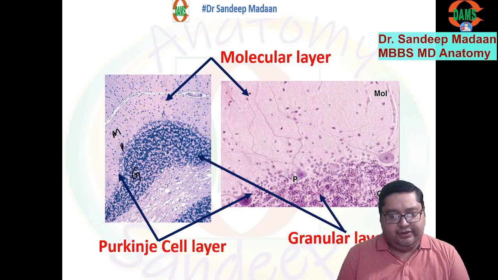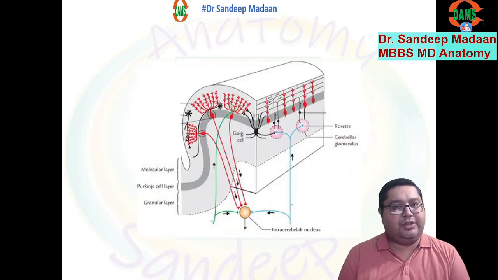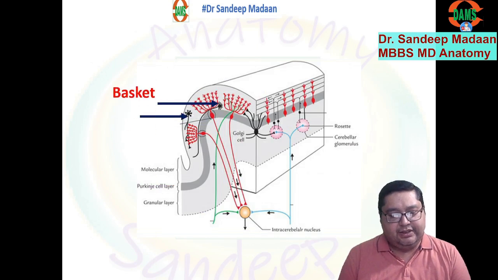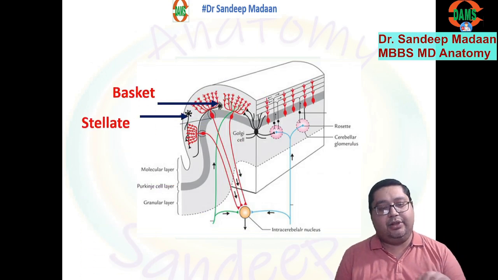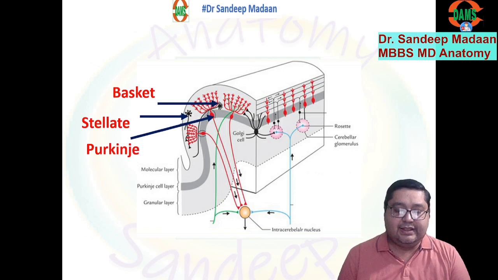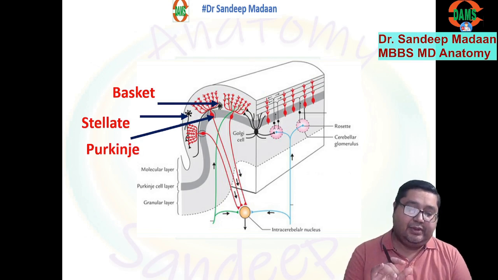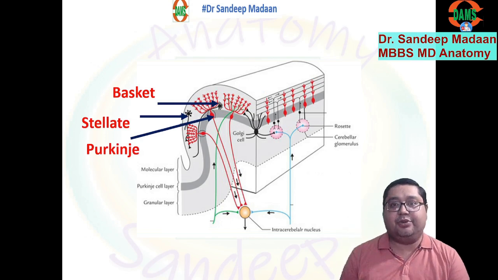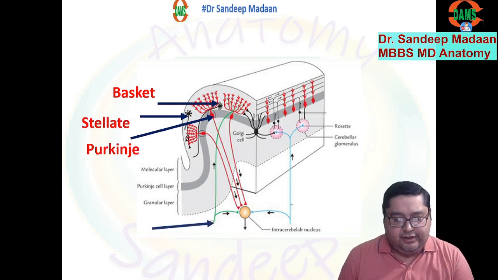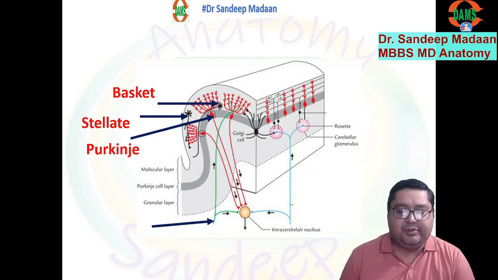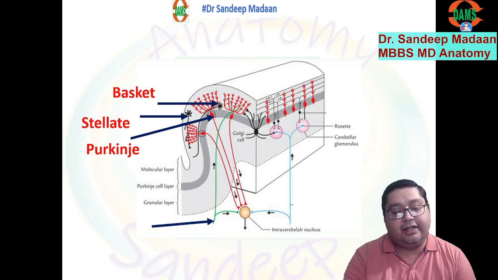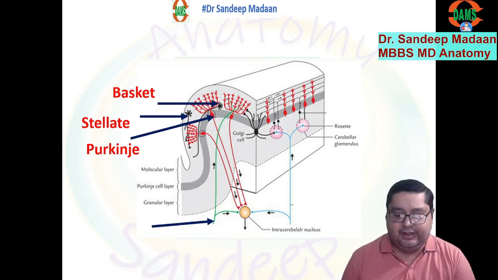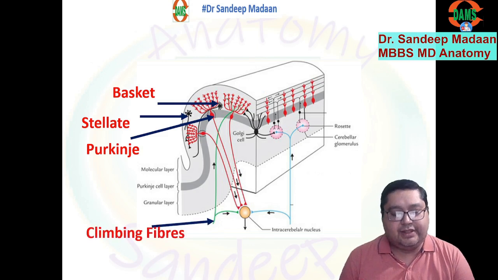Okay. Now, dear friends, this particular picture is a schematic way to understand what these cells are. As I told, these are the basket and stellate cells in the molecular layer, and Purkinje cells in the Purkinje layer. But look at this part carefully. Only the cell body is there. Dendrites are above and the axons are below. What about these? These fibers are coming from the olivary nucleus and they can climb up to the Purkinje cells. Because they can climb, they are called climbing fibers.